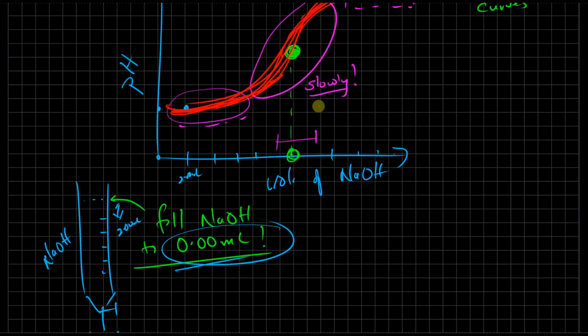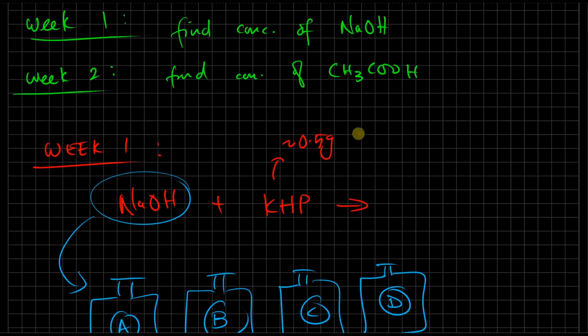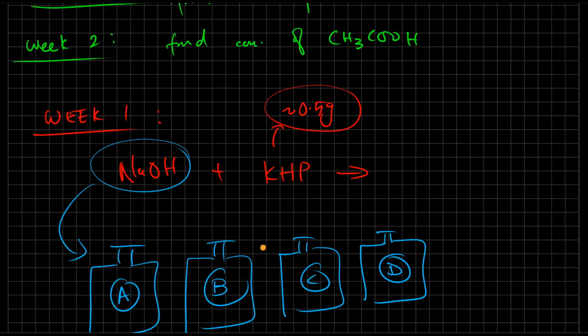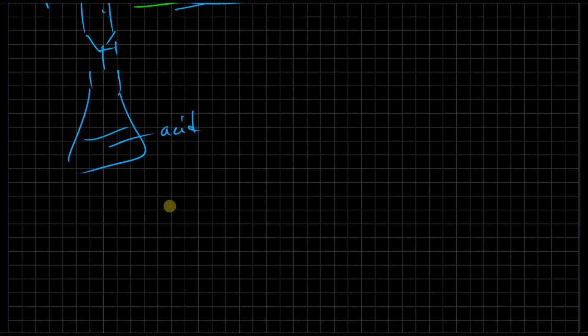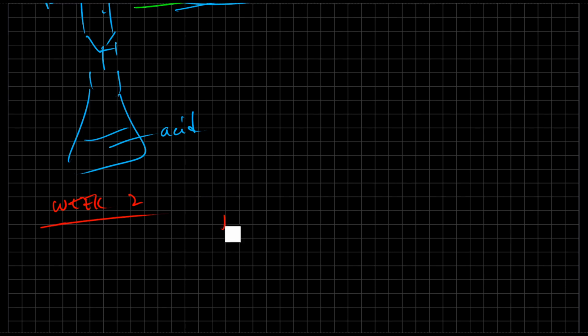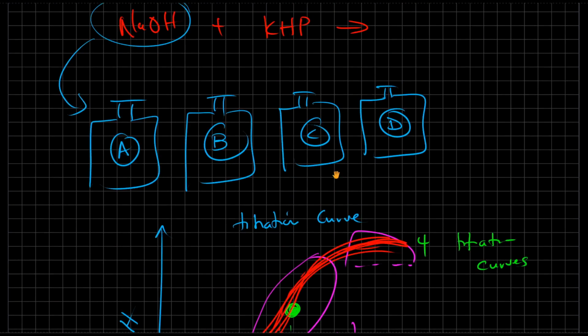In week 1, you're going to be using as your acid around 0.5 grams of KHP, and of course dissolve that in water. And then in week 2, you're going to be using your vinegar as your acid. In both cases, you're going to use the same stock bottle of either A, B, C, or D NaOH. And that's the gist of the lab.